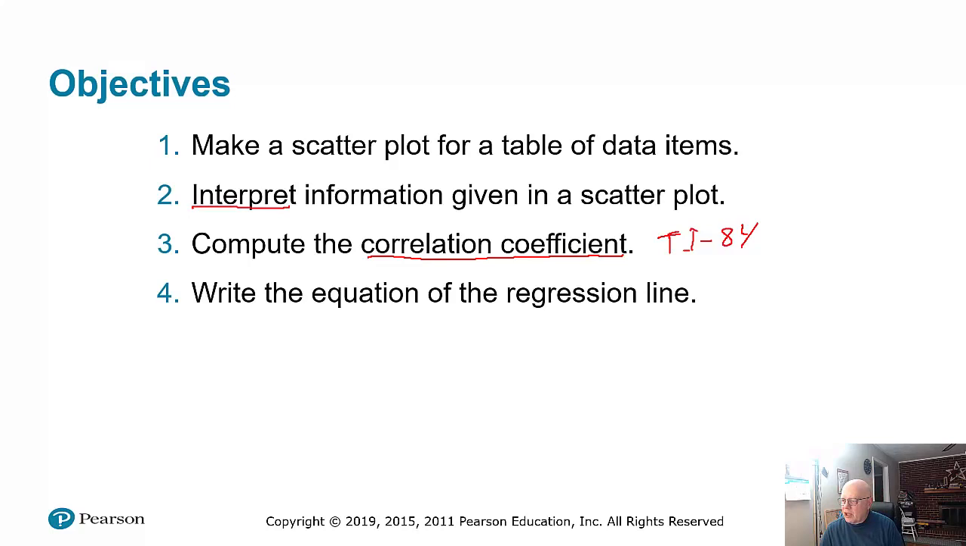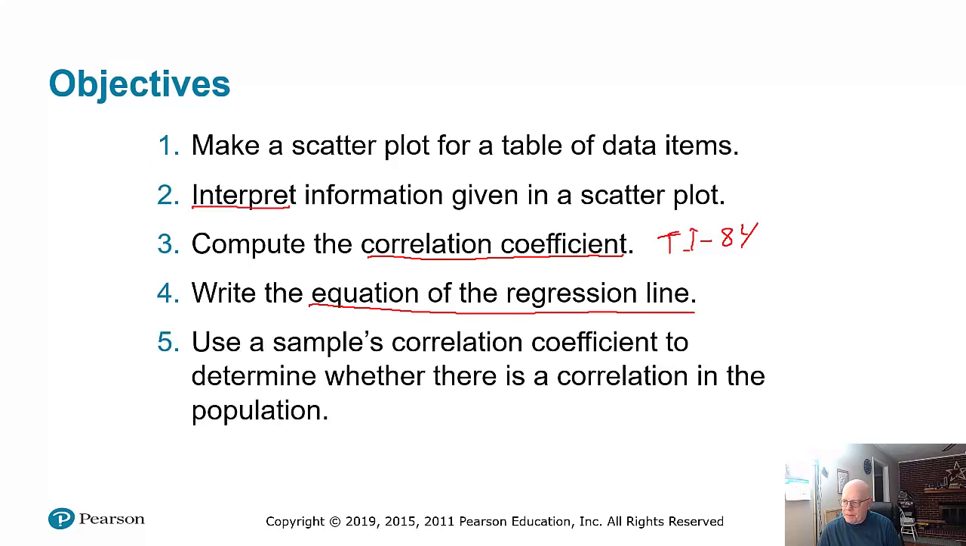We'll find the equation of the regression line. Don't worry about what that is, you're just going to find it anyway, and that's pretty easy too. You might want to write down some of these steps. And you want to use the correlation coefficient to decide whether there's a correlation, not causation, not one causing the other, just a correlation. That means there's a connection of some kind between, say, the x's and the y's.